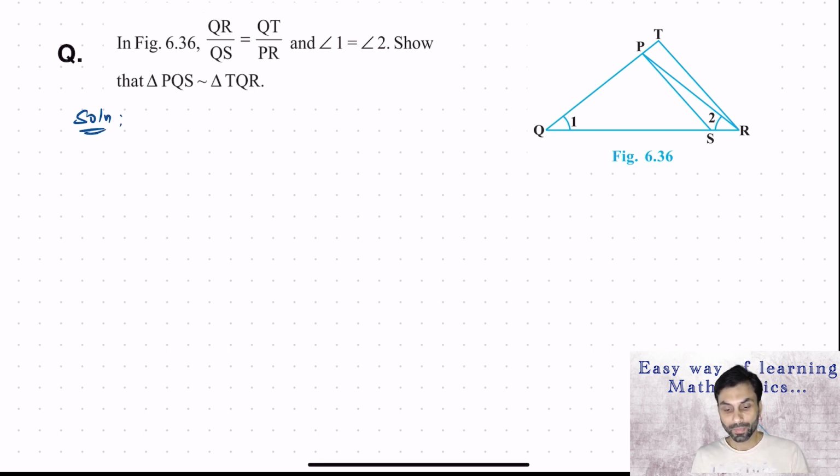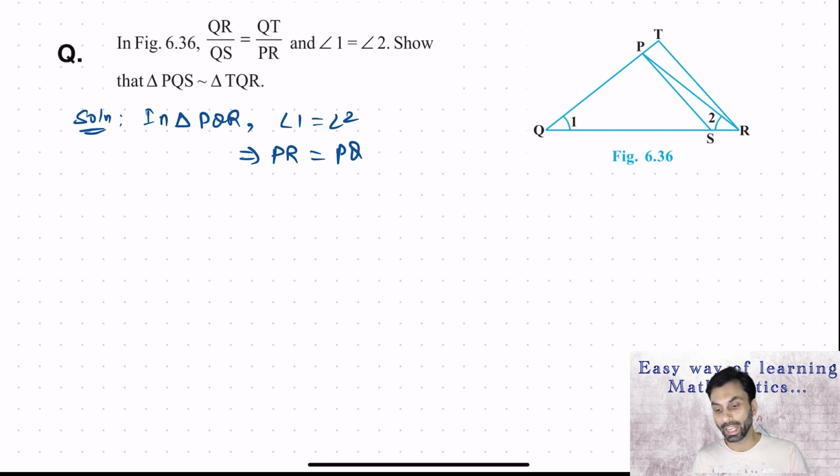So let's solve it. In this case, if we check in triangle PQR, it is given angle 1 equals angle 2. So that means this triangle is an isosceles triangle, and so sides opposite to equal angles will be equal. So we can write it as opposite to angle 1, it is side PR, and opposite to angle 2, it is side PQ, and that is equal.